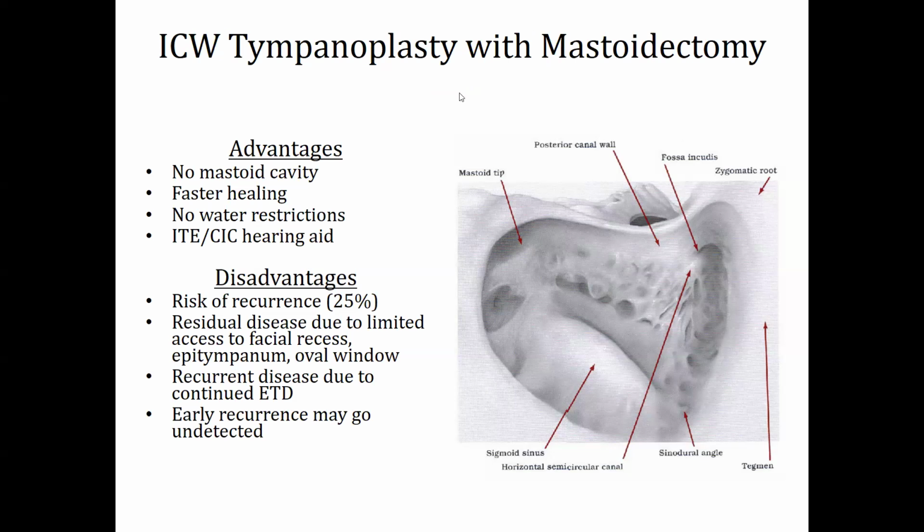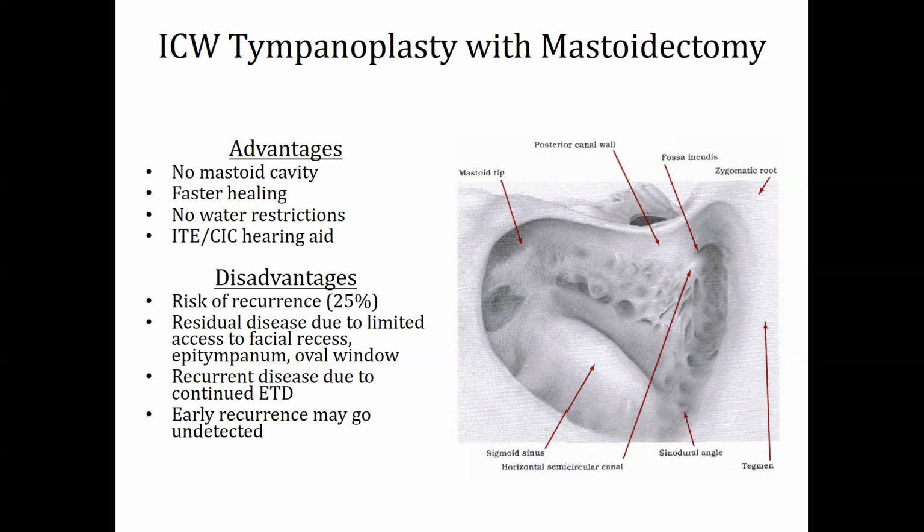So obviously there are advantages to the intact canal wall tympanomastoidectomy, and this is what you should see at the end of your case, right? The advantage is there's no mastoid cavity, so they don't have to manage the bowl with hygiene at home. They don't have to come see you a couple of times a year to clean the bowl, right? So obviously there's faster healing. There are no water restrictions, and it's more accommodating for hearing aids if they need them.